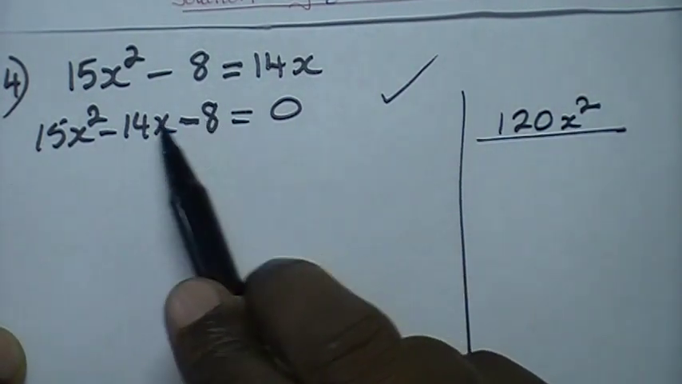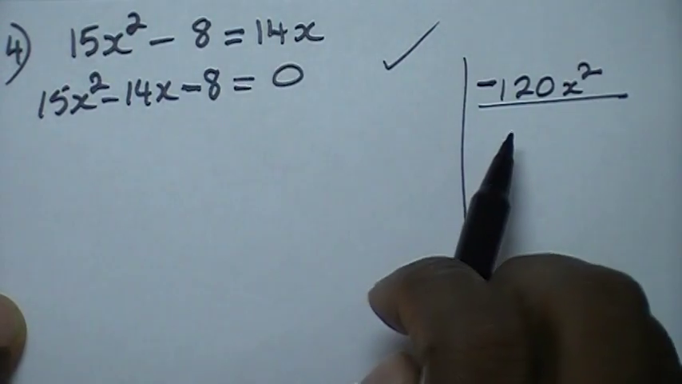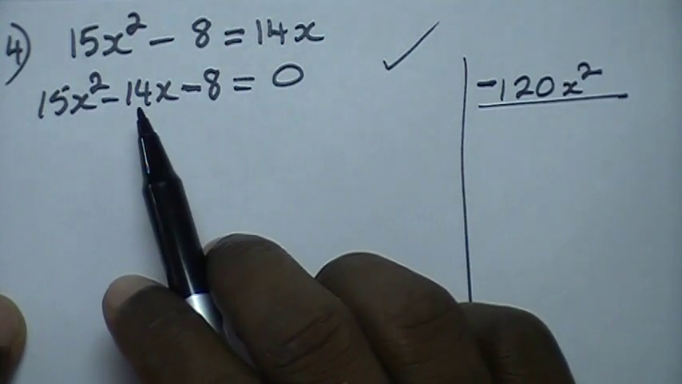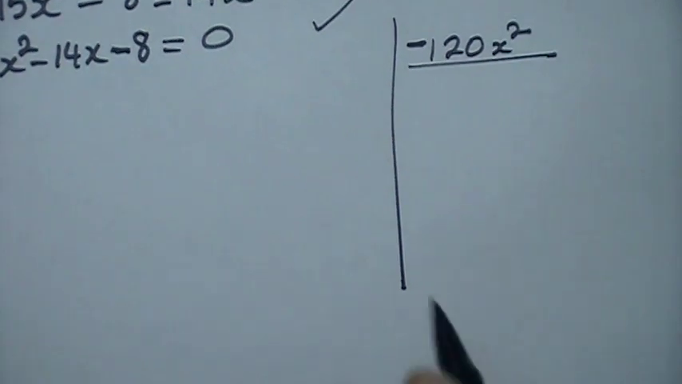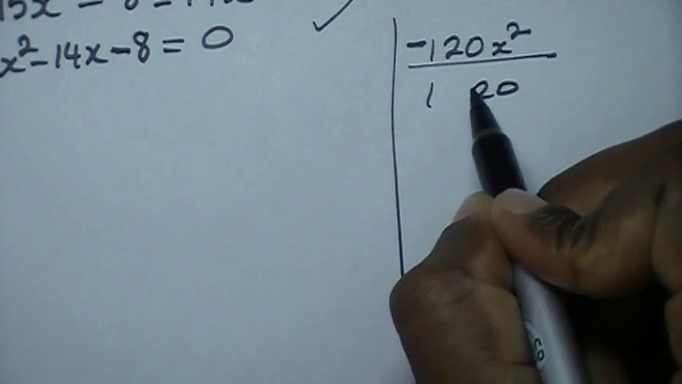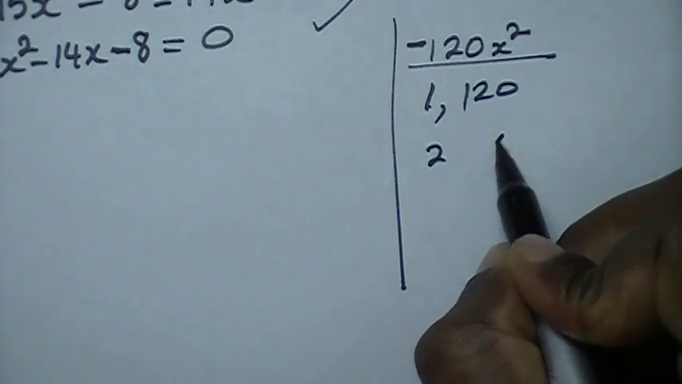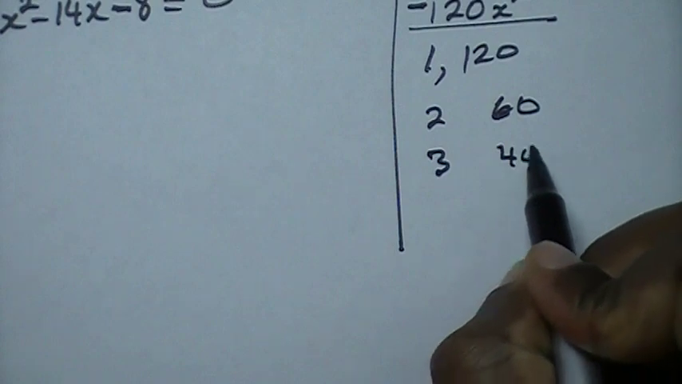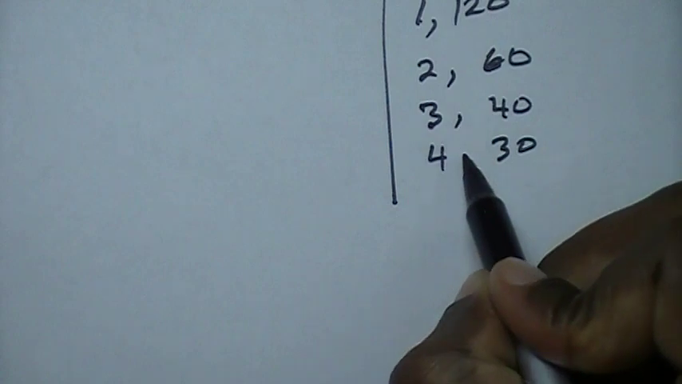They're unlike signs, and so that will give us negative 120. Alright, we need to find the pair factors of 120 that will give us negative 14x as a sum when we add them. Let's check that out. Now we know that 1 and 120 can't work. 2 and 60 can't work. 3 and 40 can't work. 4 and 30 can't work. All of these, when you multiply them, will give us 120.